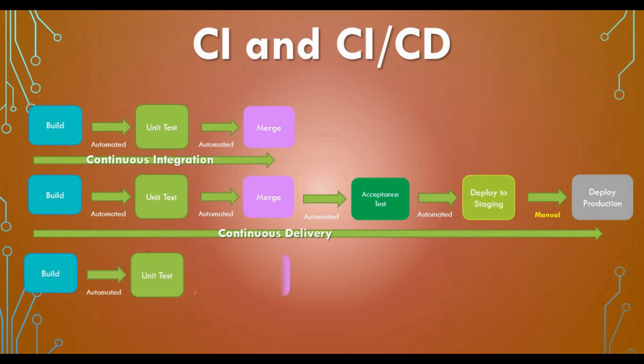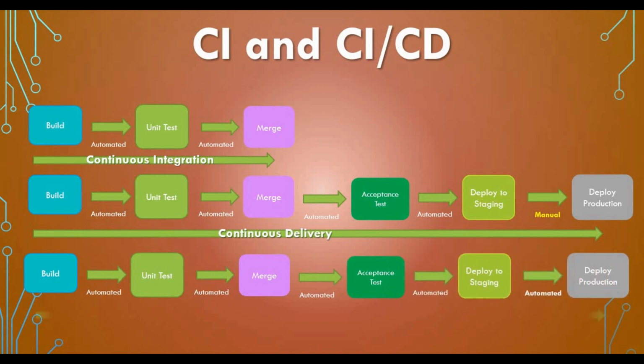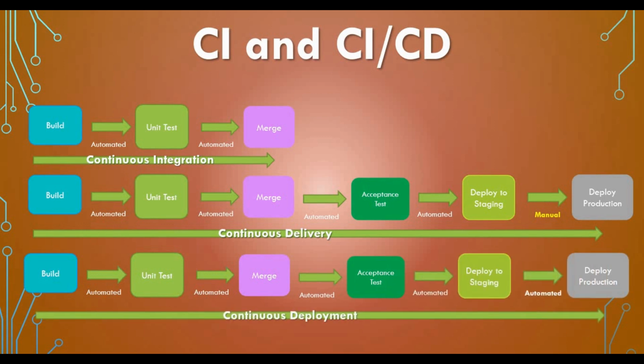Whereas the other terminology is called continuous deployment. Here, everything is automated, there is no manual intervention. All these checks, testing, acceptance testing, deployment to the staging environment, and if that passes, it will automatically deploy to production. Those are the terminologies you need to understand as part of continuous integration, continuous delivery, or continuous deployment. Based on the requirements of your project, you may be using any of these concepts so that you can deploy your application.